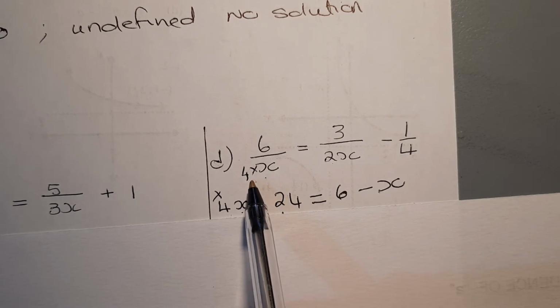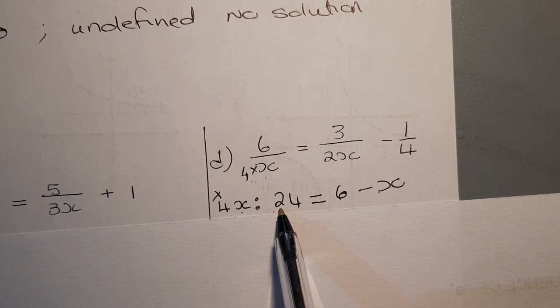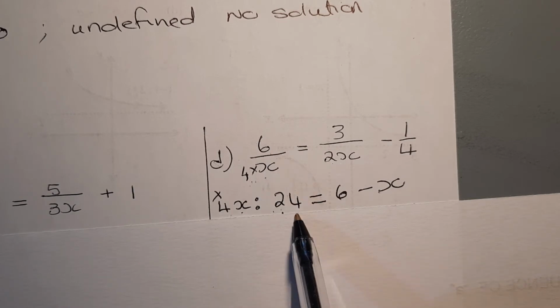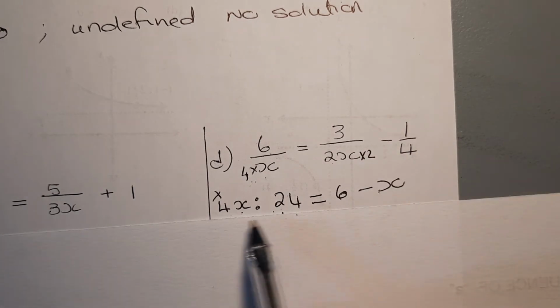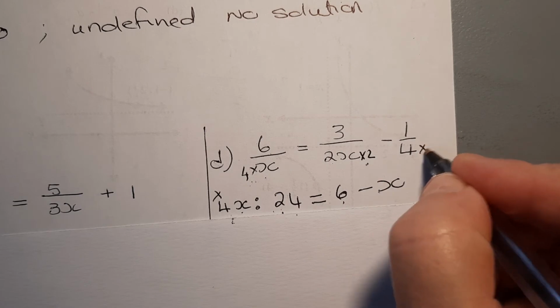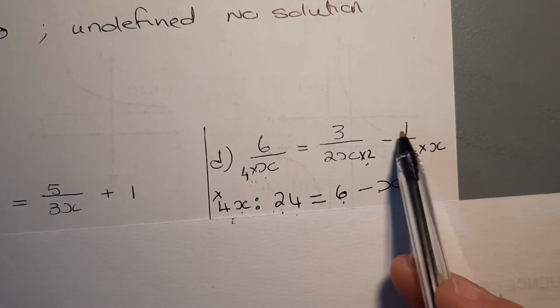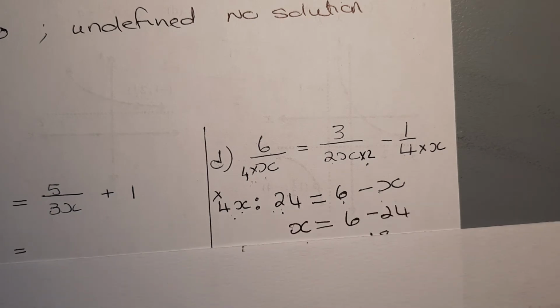If I multiply the denominator by 4, I must multiply the numerator also by 4, and 6 times 4 is 24. 2x times 2 is 4x, so 3 times 2 is 6. 4 times x is 4x, so 1 times x is x. So we have 24 is 6 minus x.